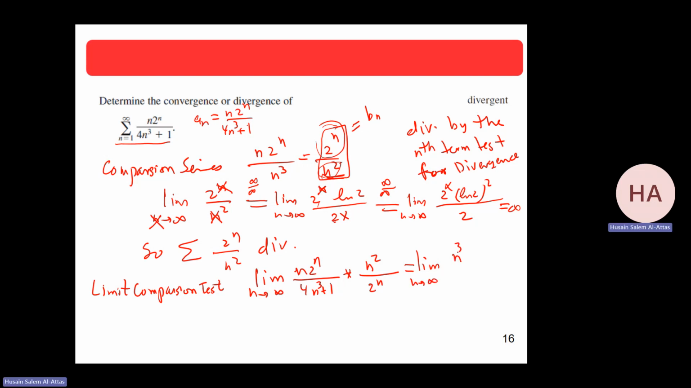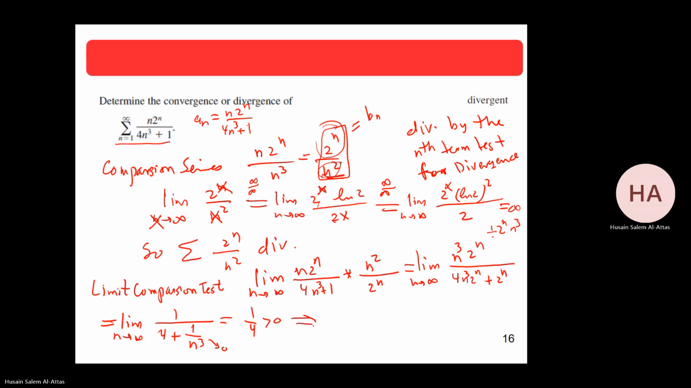I'm getting the limit as n goes to infinity of n cubed 2 to the power n over 4 n cubed 2 to the power n plus 2 to the power n. What I will do, divide by 2 to the power n times n cubed. So that will make it easier. So I have the limit as n goes to infinity of 1 over 4 plus 1 over 2 to the power n, plus 1 over n cubed. And this goes to 0 as n goes to infinity. So I have 1 over 4, positive.